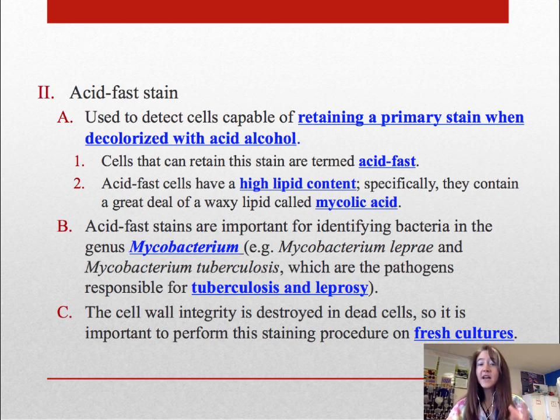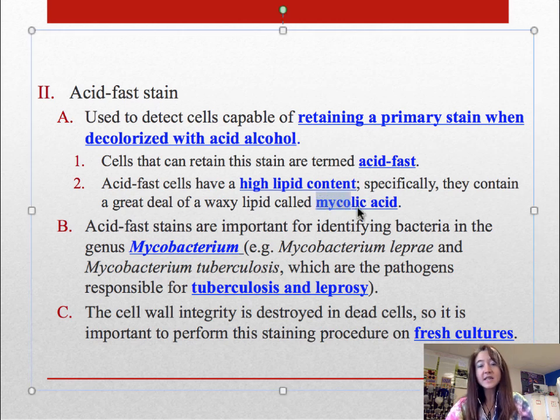The characteristic of an acid-fast cell that allows it to do that is that it has a high content of this waxy hydroxylipid called mycolic acid. Mycolic acid is a very waxy layer that's a kind of outer layer of the acid-fast cell, and I'm going to show you a picture in a minute, that allows the cell to hold on to the initial stain, which is called carbol fuchsin, a carcinogenic stain, by the way. It holds on to that stain even when treated with acid.